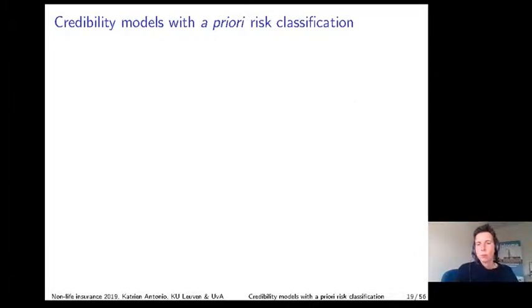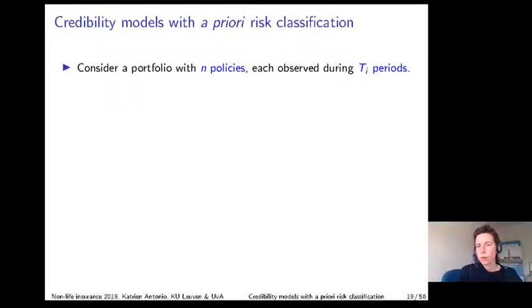As a next step, we will formalize the intuitive ideas presented in the introductory video and developed in the toy example covering the good-bad driver setting. We consider a portfolio with N contracts or policies, each observed during T_i periods. i refers to the contract or the policyholder considered. Note that the data may be imbalanced, that is, the period of observation may be different across different contracts.